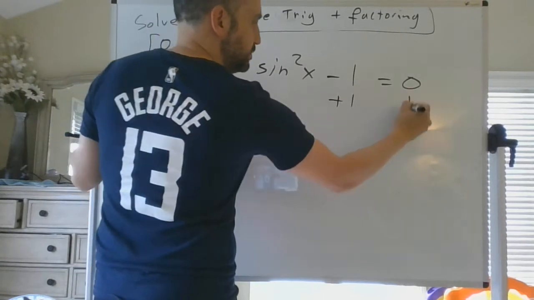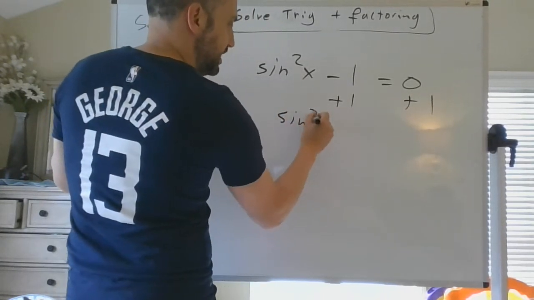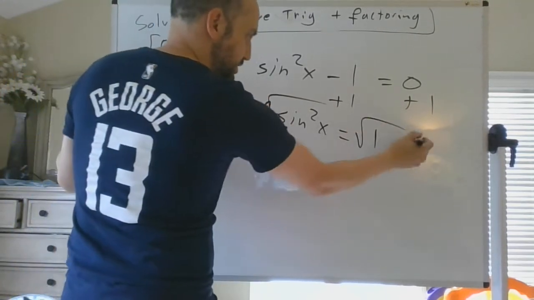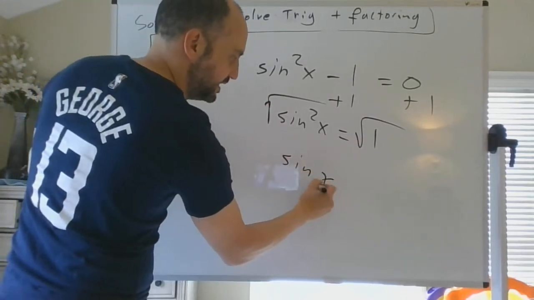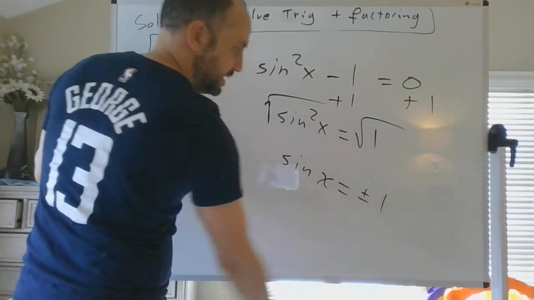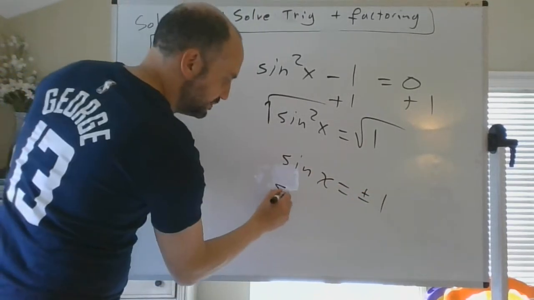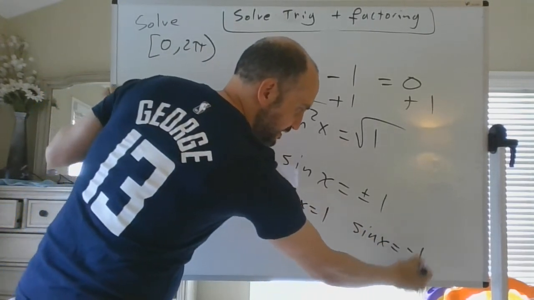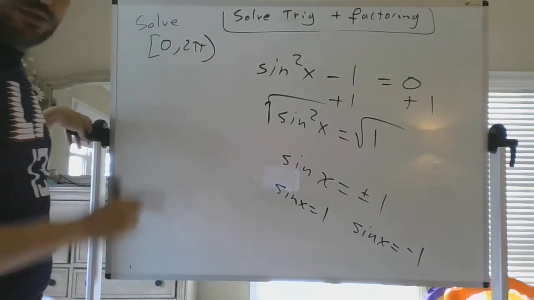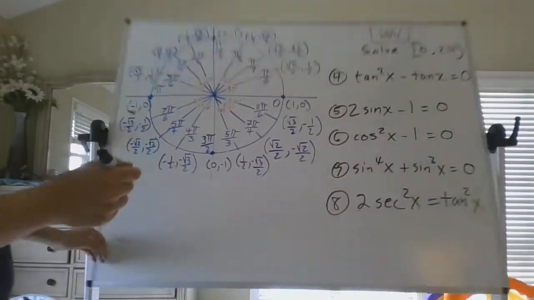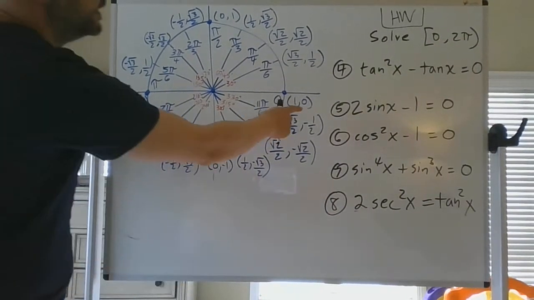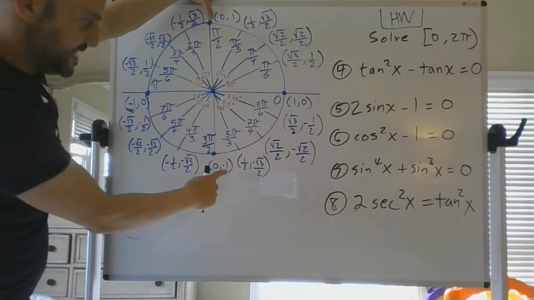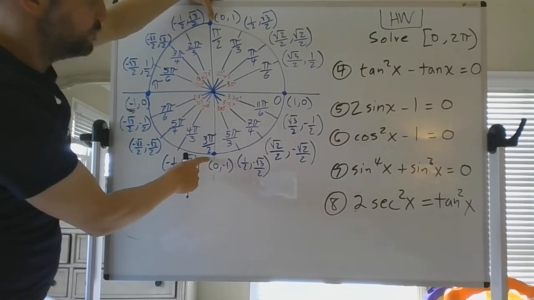Let's try this out. 1 plus 1. Sine squared x equals 1. Then I'm going to square root both sides. Sine of x equals plus or minus 1. Perfect. Then I'm going to say sine of x equals 1, sine of x equals negative 1. And I'm going to see where sine equals 1 and negative 1. Let's see. Sine is 1 at pi over 2, and it's negative 1 at 3 pi over 2.